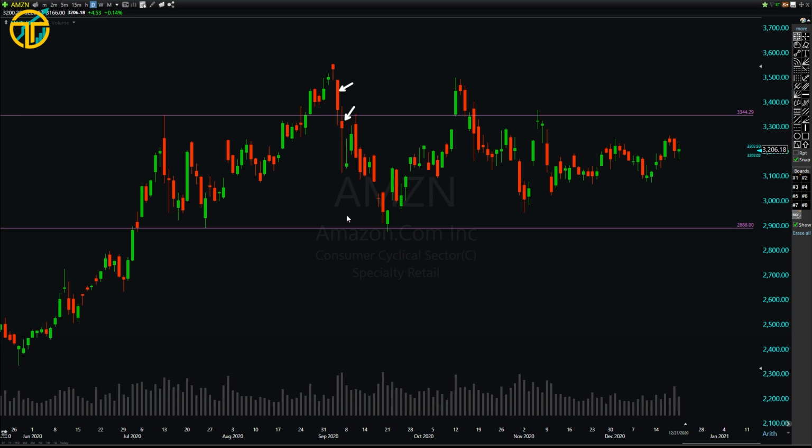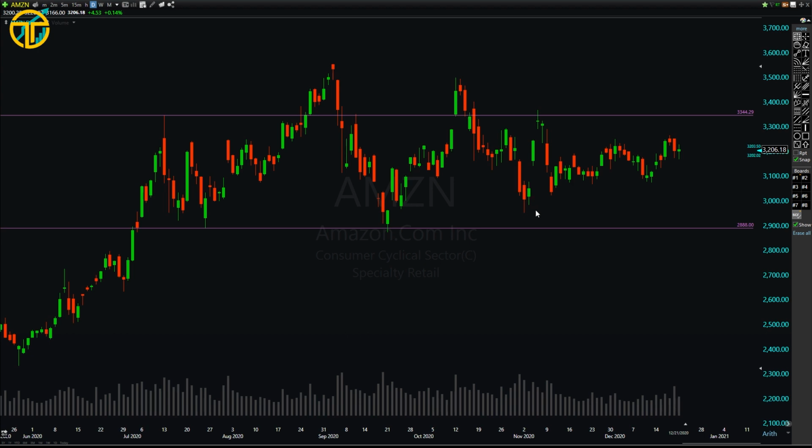Falls back down inside of that range, right? Comes down to the bottom of the range, and then it comes back up. Comes over the top of the range. Again, it can't sustain the move, right? It puts in technically a lower high from this high, which is the all-time high. It puts in a lower high here, and it falls back inside the range, right?